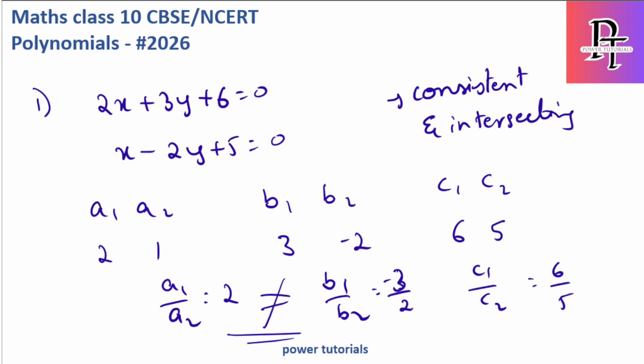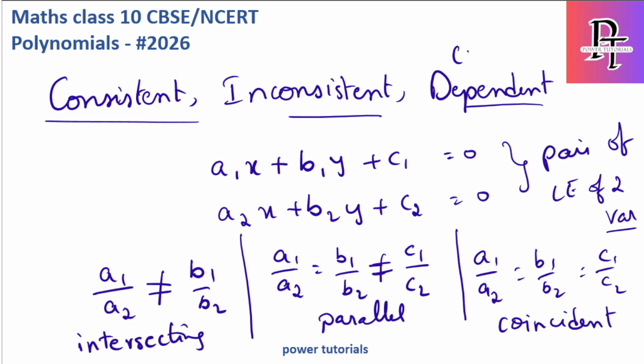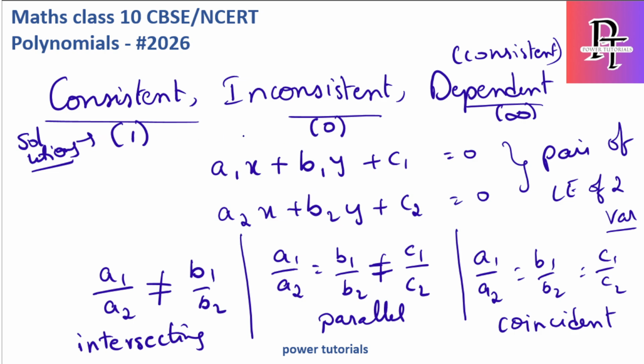One more point I need to mention: dependent is also considered consistent. What about the number of solutions if they ask you? For consistent, the number of solutions is 1. For inconsistent, the number of solutions is 0. For dependent type of consistent, the number of solutions is infinite. We'll cover what a solution is in the next topic, but for now remember that for consistent, a1 by a2 is not equal to b1 by b2, the lines are intersecting, and the number of solutions is 1.